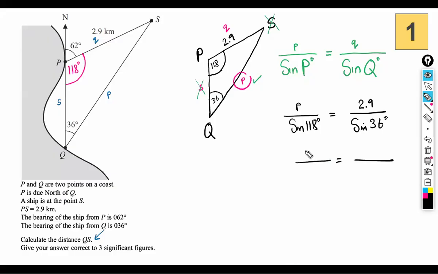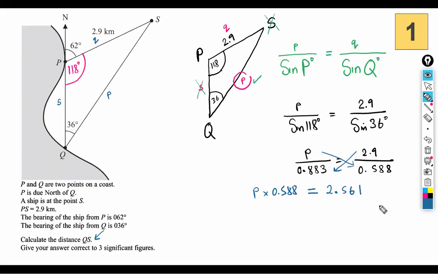I'm just going to find the sine values. So sine 118 is 0.883 if we go properly to 3 decimal places. And then sine 36, 0.588. Okay, let's cross multiply. So you end up with P multiplied by 0.588 is equal to, multiply the other diagonal, 0.883 multiplied by 2.9. You get 2.561 if you go to 3 decimal places.